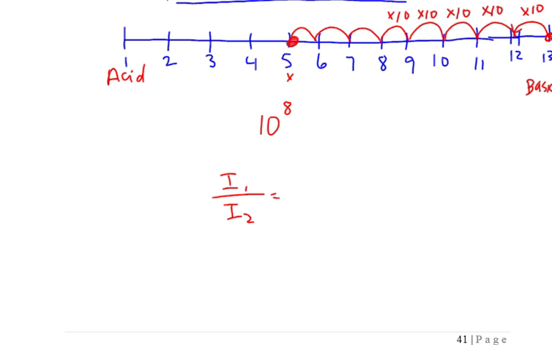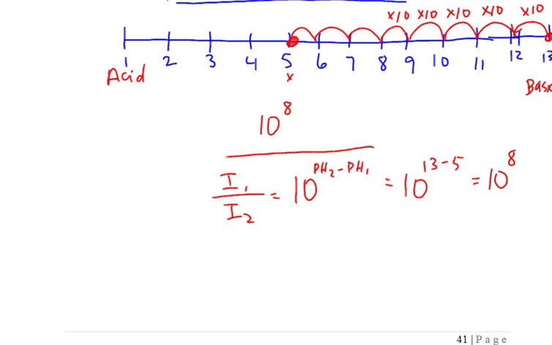So it was 10 to the pH 2 minus pH 1, I believe it was. We're comparing 5 to 13. So we take the larger, the 13 minus the 5, which gives you the 8. Same idea. So you could memorize this formula. They probably won't give you that one. Otherwise you can draw it out and figure it out from there.